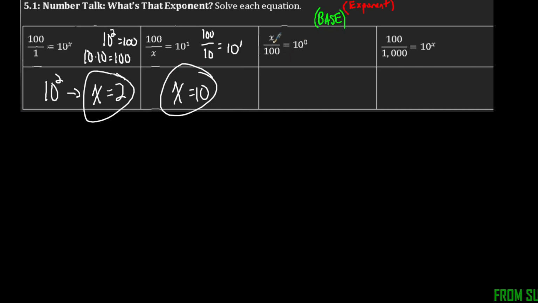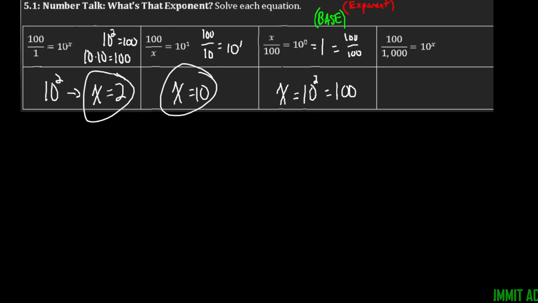Moving on to the second one, we have x divided by 100 equals 10 to the power 0. Again, make sure you remember 10 to the power 0 is equal to 1. And we could say that's equal to 100 divided by 100. So we could say x is equal to 10 squared, which is the same as 100. Either way works.